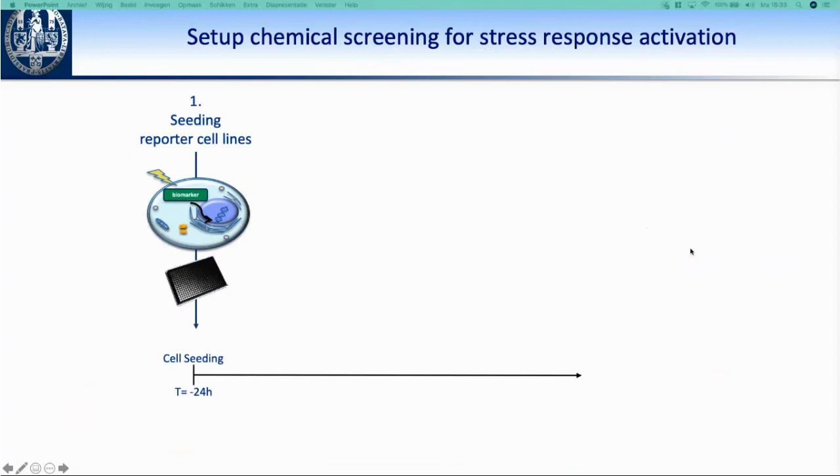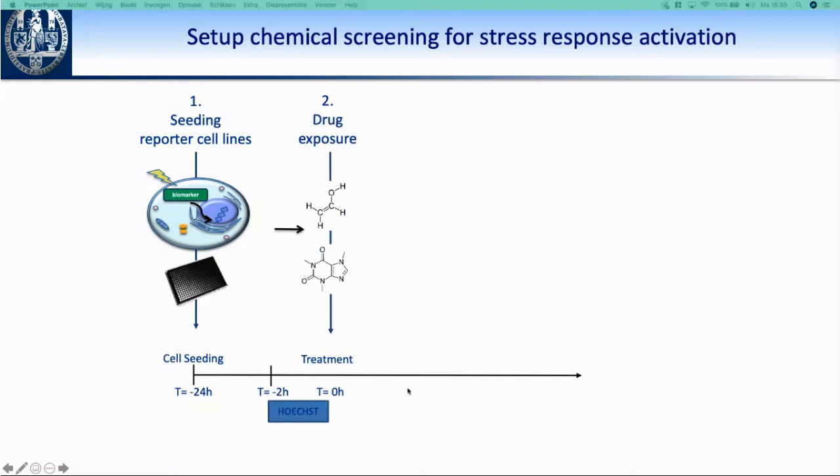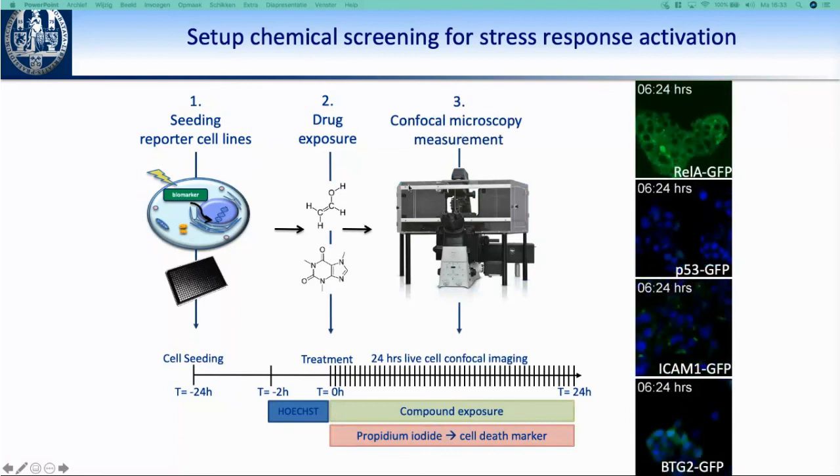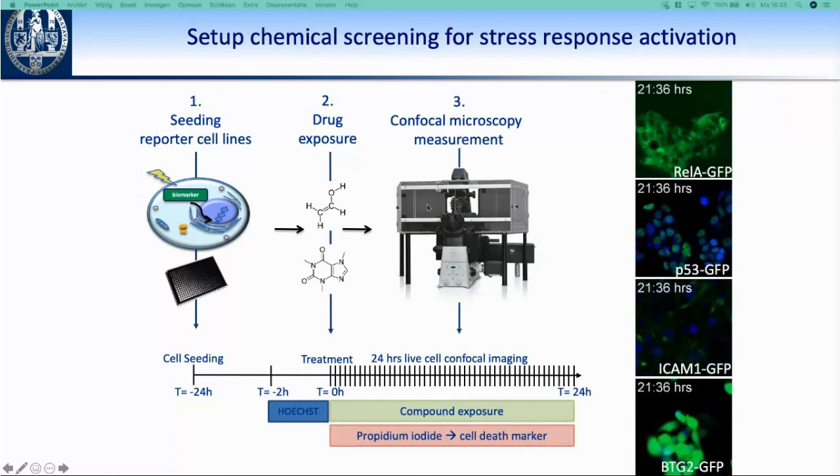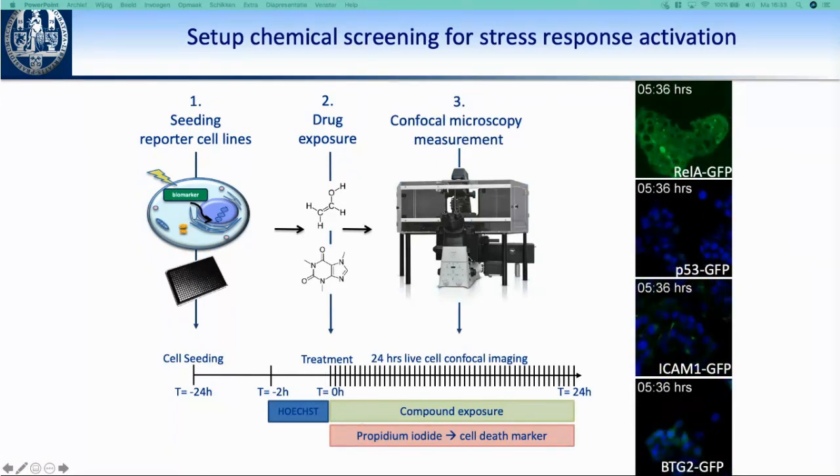So a typical chemical or nanoparticle screening setup is first seeding the HepG2 reporter cell lines of interest in a 384-well format, and then performing Hoechst staining to visualize the nuclei, followed by drug exposure or nanoparticle exposure, and then doing confocal microscopy to follow the activation over time. So we can do live-cell imaging, where the plates are kept at 37 degrees, and we can image each single well every hour for instance, for 24 hours or even up to 72 hours in this 2D setup.